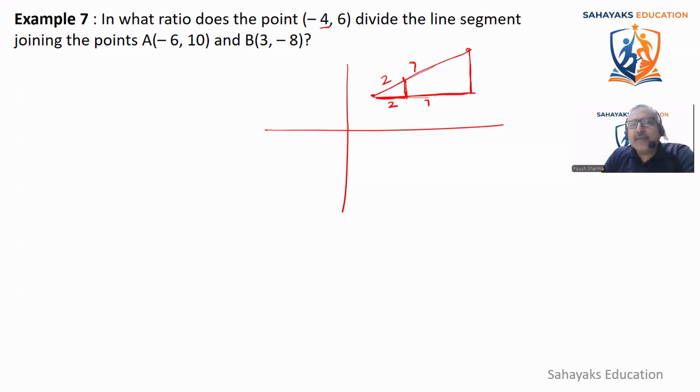Okay. Now you would say, why did it happen with y? So I'll just draw it on the other side. Now again, it is 2:7. Okay, if you look at this triangle and the bigger triangle, they are also similar. So it is again dividing in the 2:7 ratio. Is it clear? So whether we do it from the x side or from the y side, it doesn't matter. We will get the same answer, the same ratios.